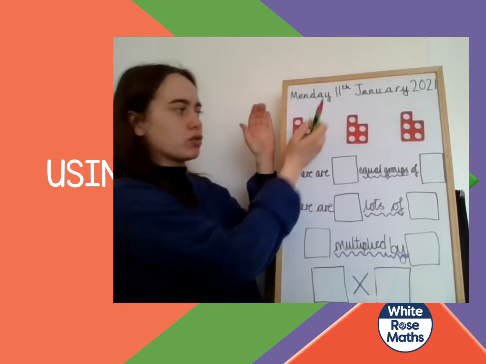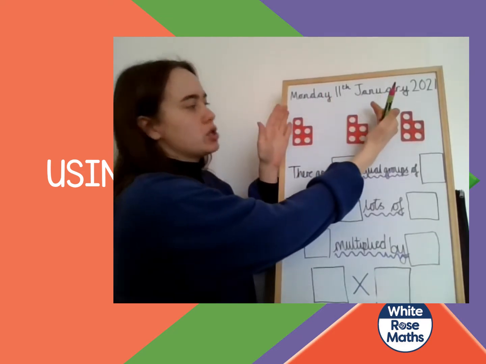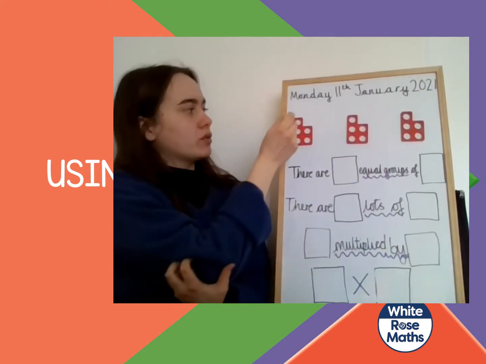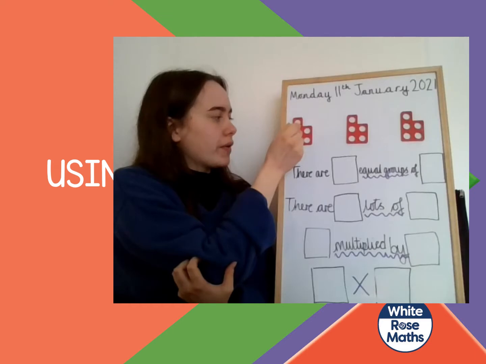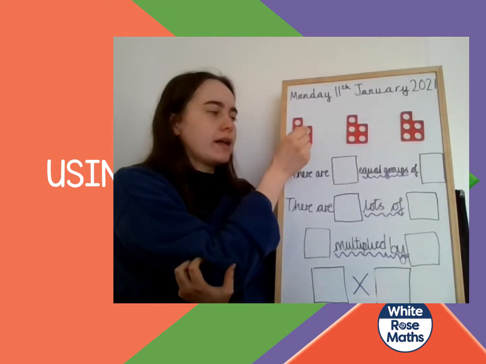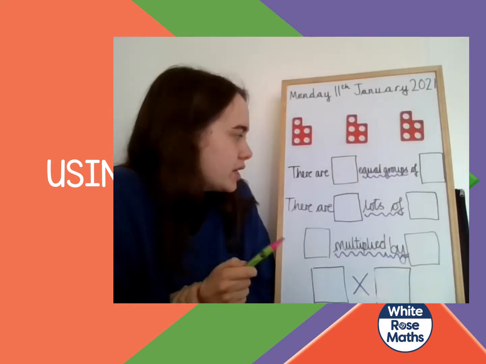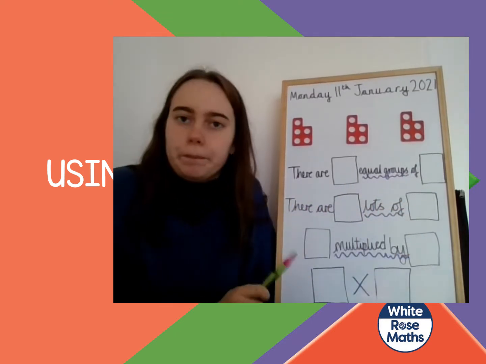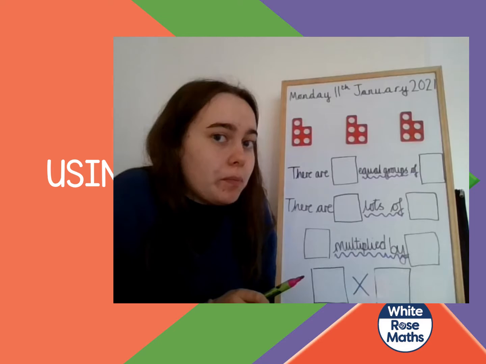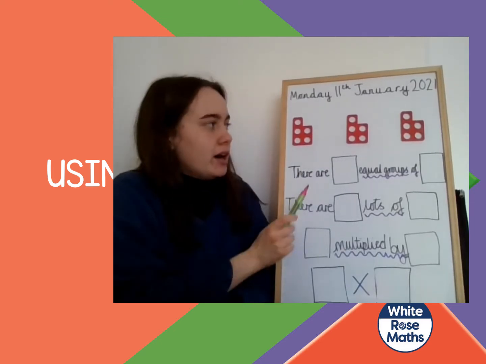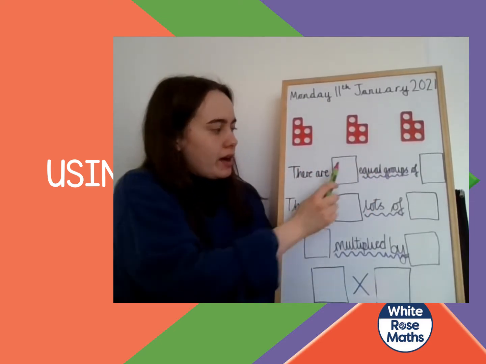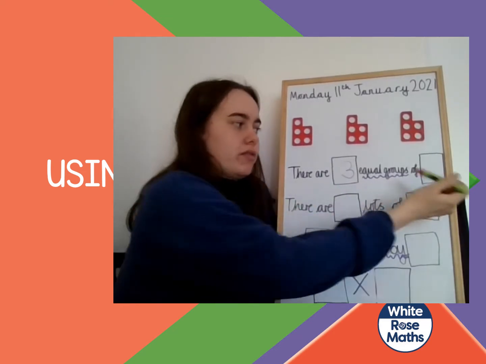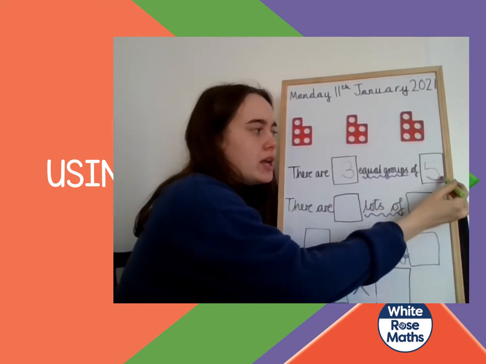Now remember, these are groups. So that's one group, two groups, three groups. How many have I got in each group? Got 1, 2, 3, 4, 5. So my first sentence, there are equal groups of... Can you fill that in? There are 1, 2, 3. There are 3 equal groups of 5 because I've got 3 Numicon there.